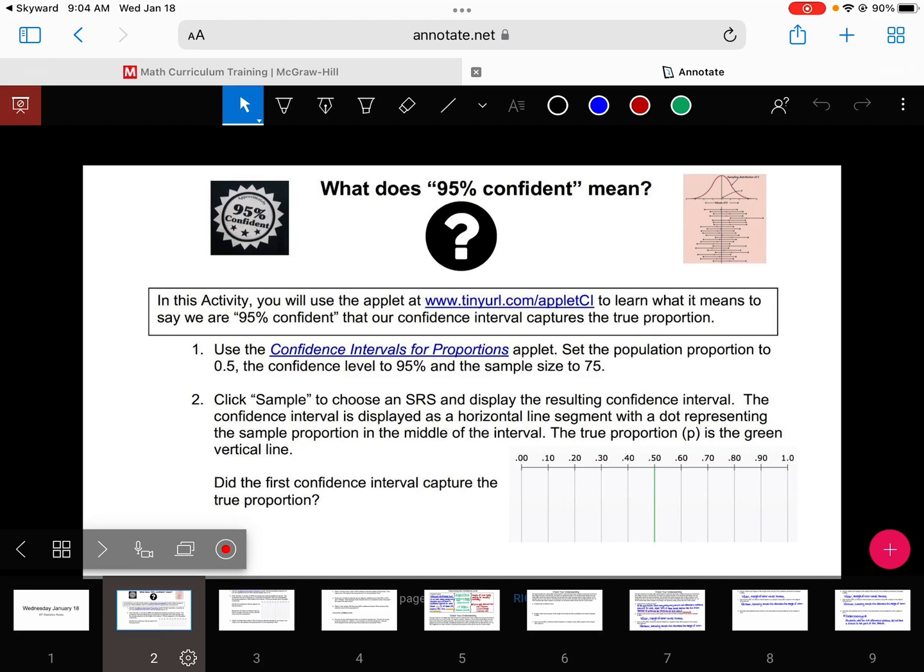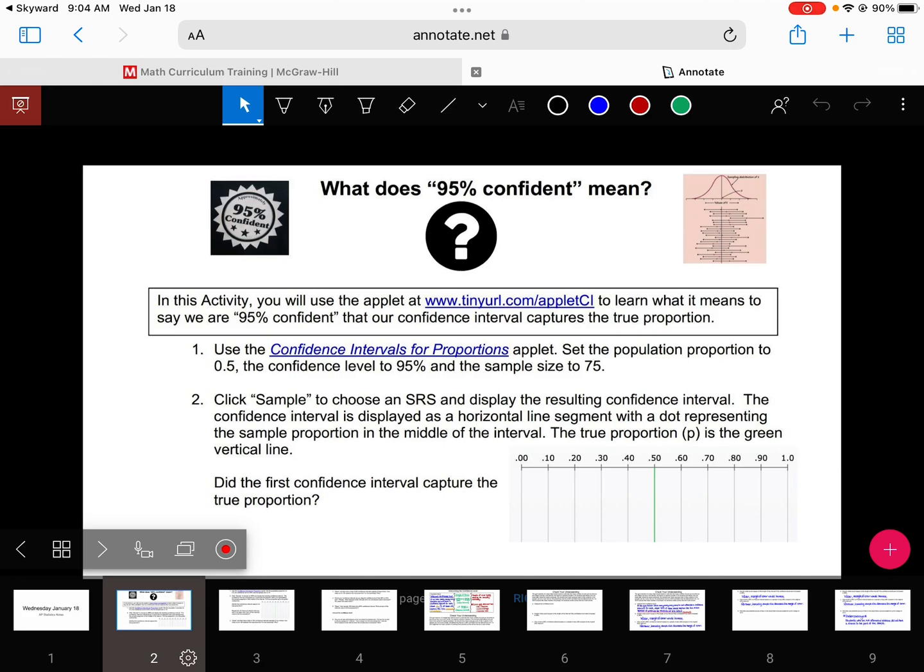So I want the population proportion at 0.5. There's a little slider here for your population proportion. You want this to be right at 0.5. Confidence level, we've got a slider for this one as well. We're going to set our confidence level at 95%. And what was the sample size that we wanted? 75. Sample size N. Right now mine is set at 20. I need to drag this over until I see 75. So I'm going to set it at 75.